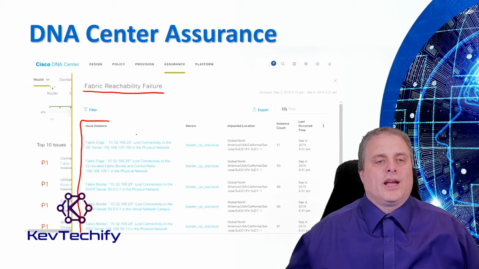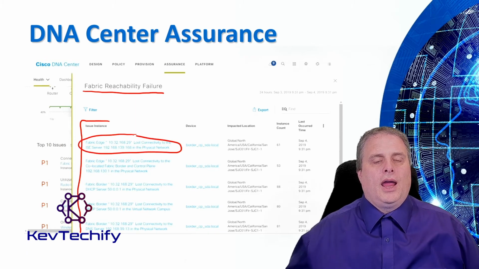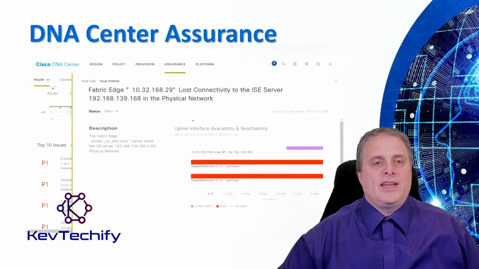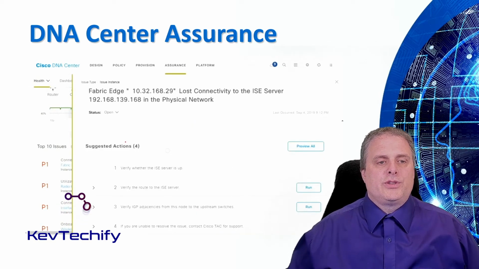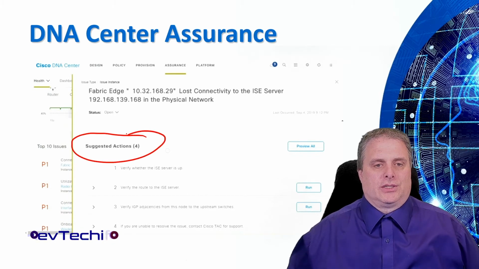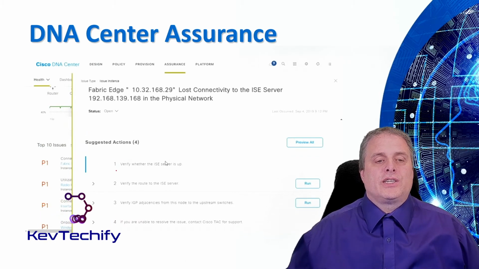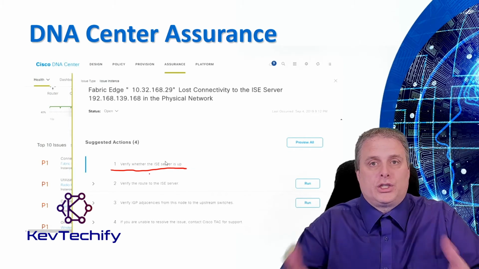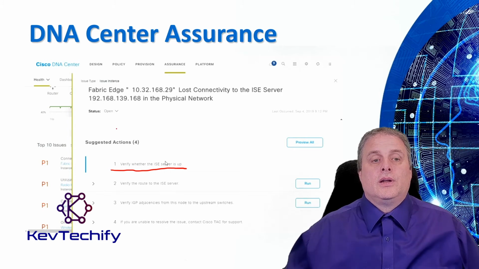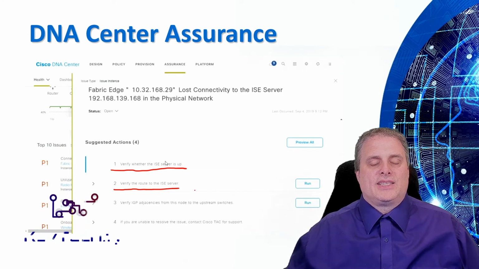Let's go ahead and click on the first one right here, and it'll bring up the details of that incident. Once you're looking at the details, you can scroll down here and it will give you some suggested actions. First thing it's going to ask you is to verify whether your integrated services engine is up. Go look at it and make sure it's up and running. Next, it says to verify the route to the ISE server.